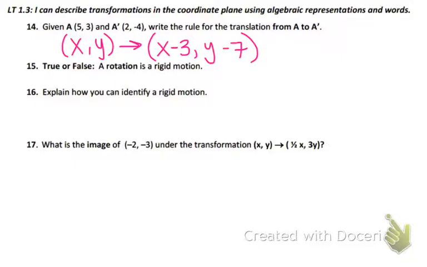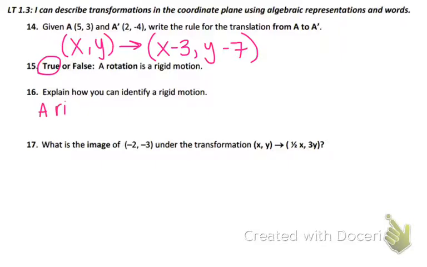True or false, a rotation is a rigid motion? That is true. If you recall, a rigid motion does not change size or shape. So that's actually answering number 16. How can you identify a rigid motion? After the transformation, the size and shape does not change.